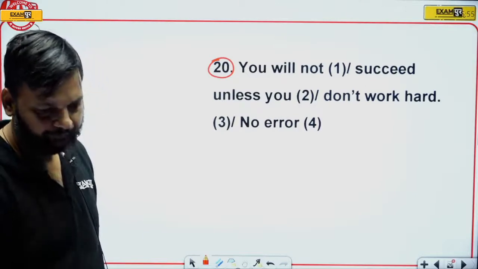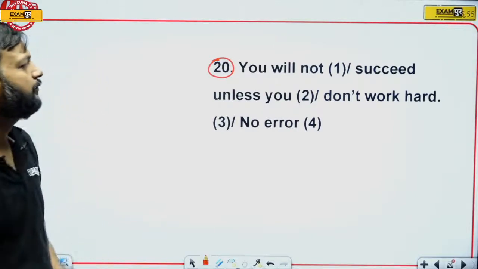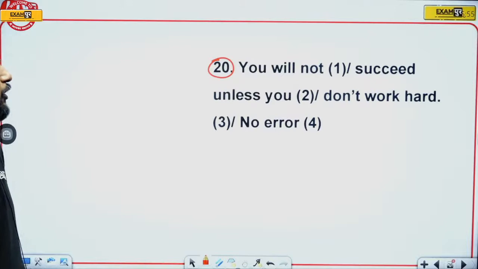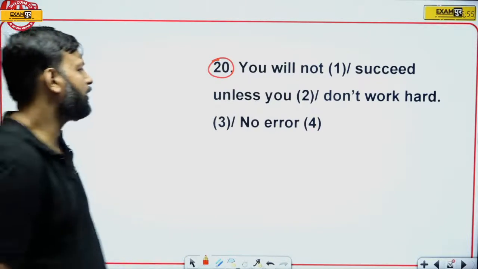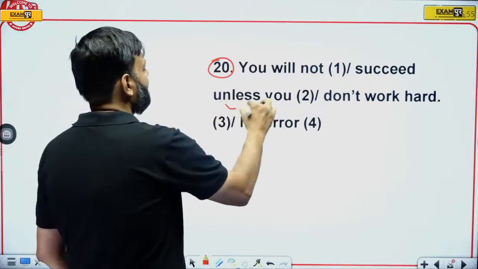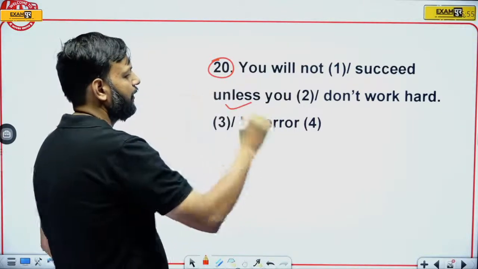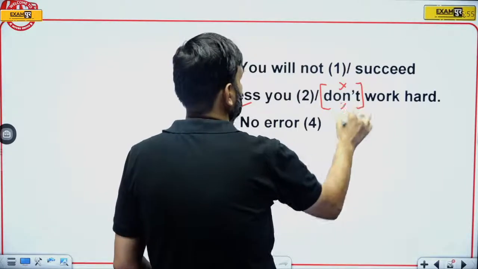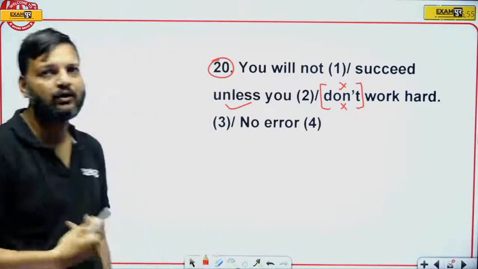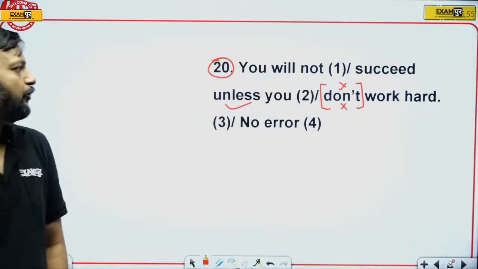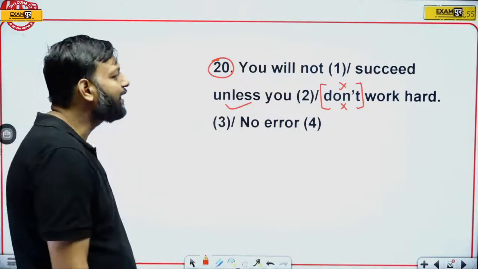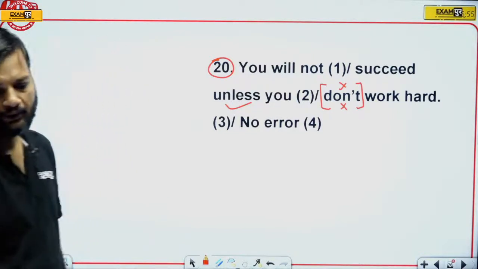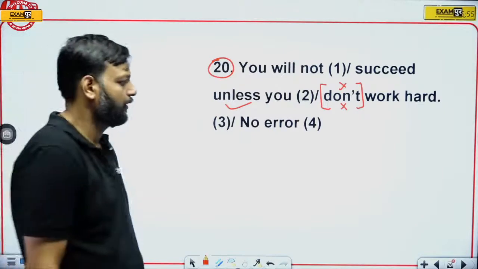Am I audible now? See here, you will not succeed unless you don't work hard. So here we cannot omit unless. Here we have to omit don't. You cannot omit unless. So, you will not succeed unless you work hard.